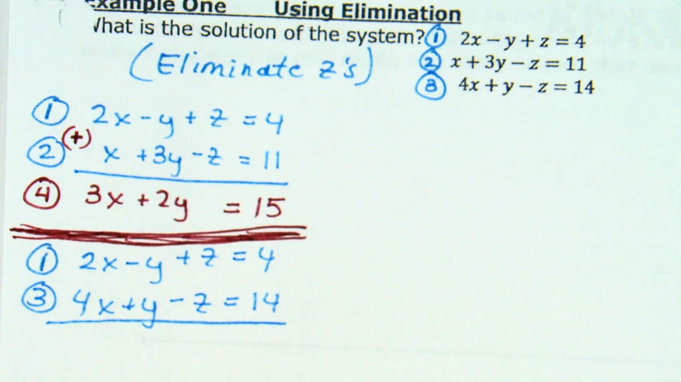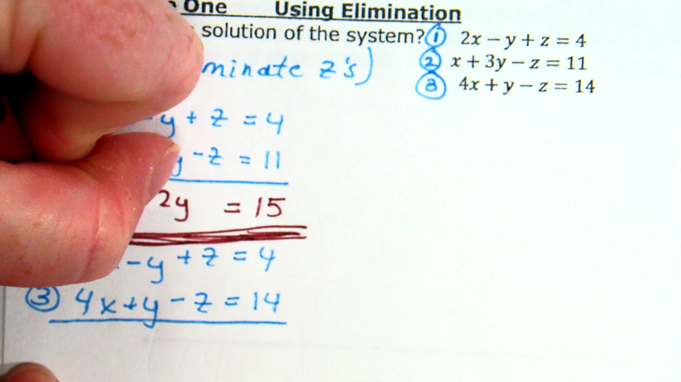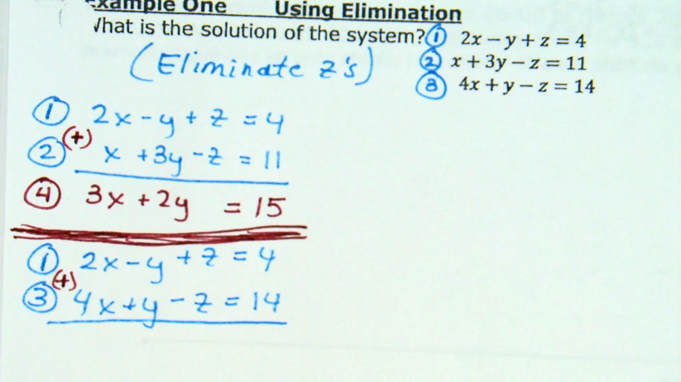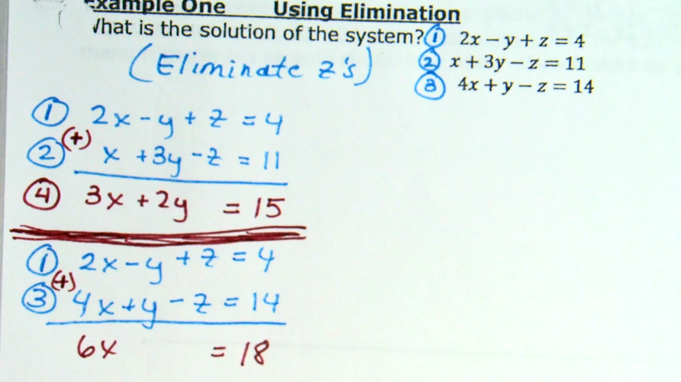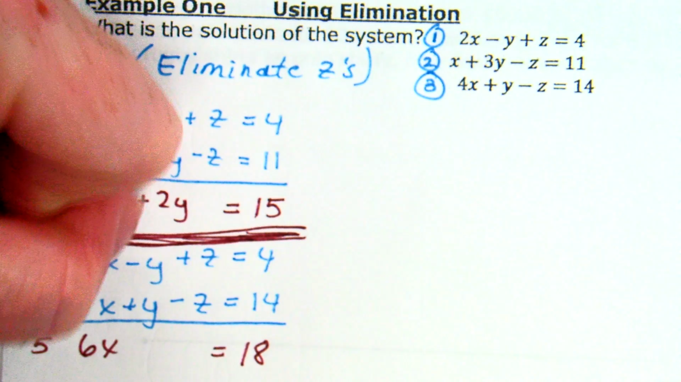I have a plus z and I have a negative z, so I'm going to add these 2 equations together. 2x plus 4x, 6x. Negative y plus y cancels. Nice added bonus. Z plus negative z cancels. Carry down my equal sign. 4 plus 14, 18. Now, technically, I'm going to call this equation 5.